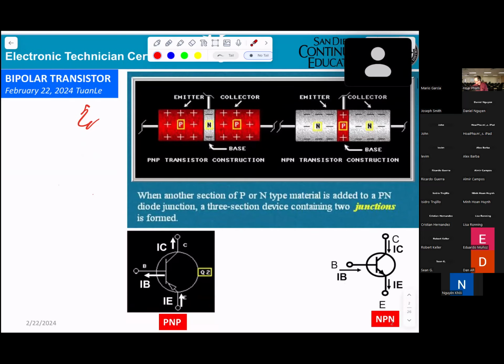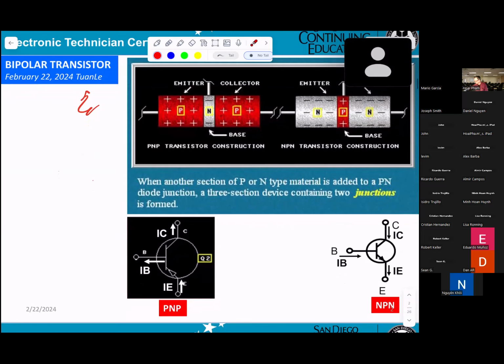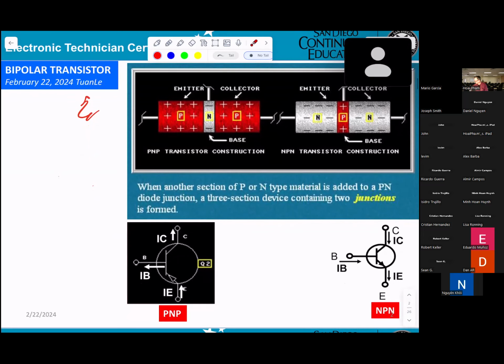Do those equations fit for both types of transistors? Yeah, two types, right? One we call NPN and one we call PNP.